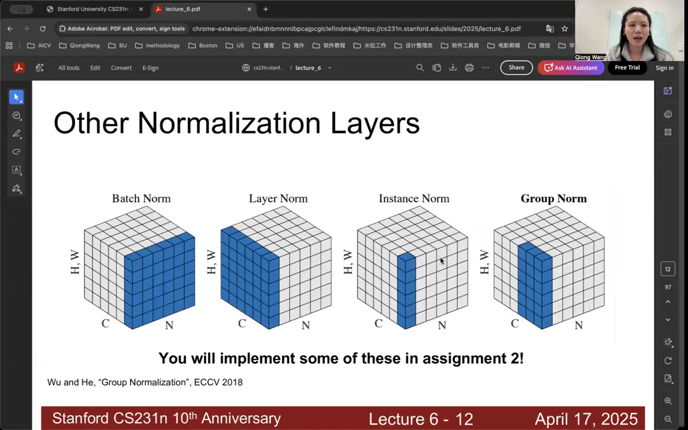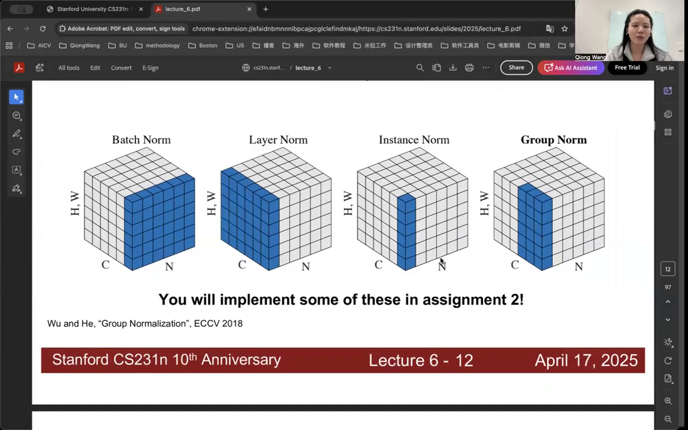There are some different normalization layer strategies. The first one is batch normalization, then layer normalization, instance normalization, and, recently, group normalization. For the CNN, I think we are using batch normalization, the first one.